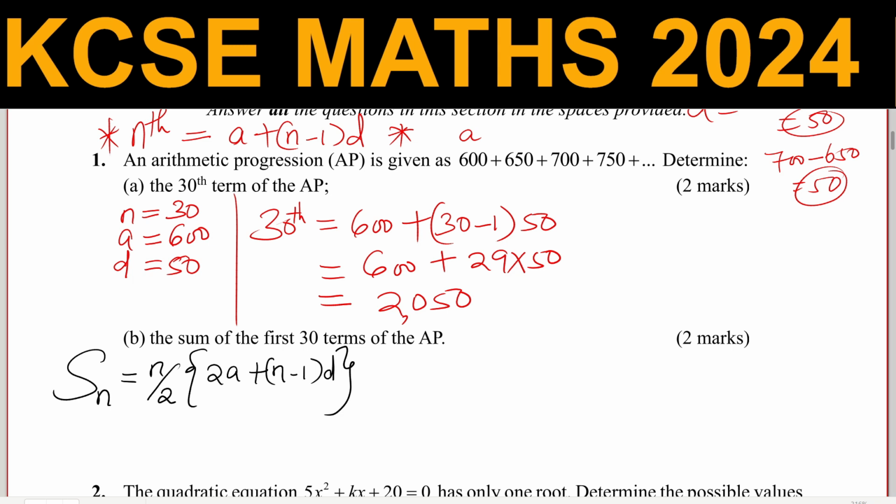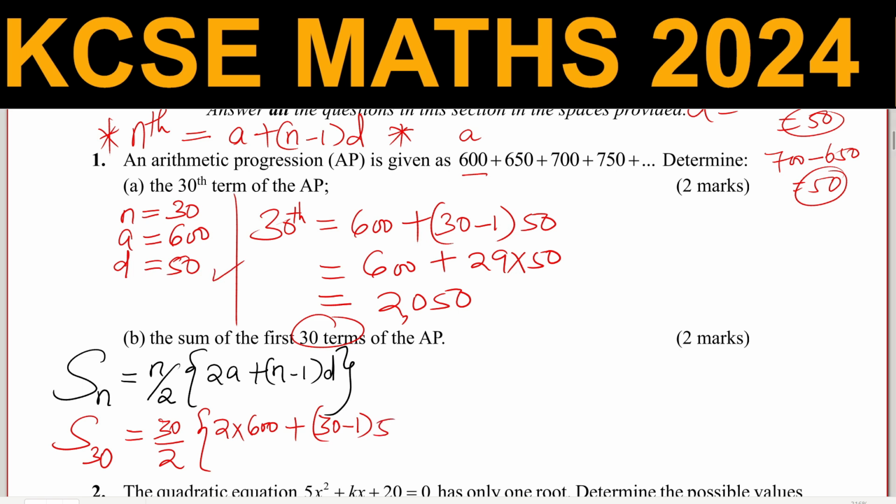So what you need to do is just substitute. We want to get the sum of 30 terms, so n will be 30. So the sum of the first 30 terms, S30, is equal to n, which is 30, divided by 2, and then 2 multiplied by a. Remember that a is the first term, which is 600, then plus n, which is 30, subtract 1, then multiply by the common difference we got in the first part, that is 50. So we just need to substitute.